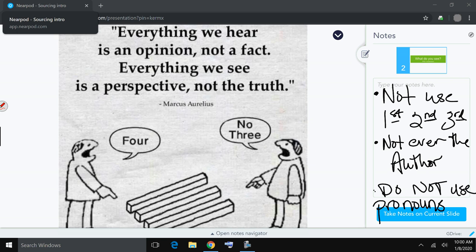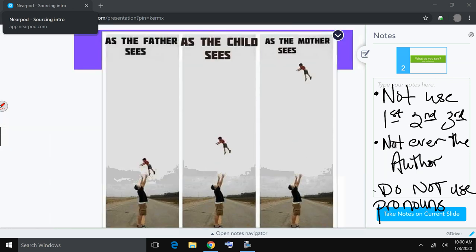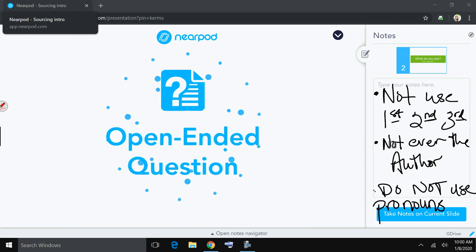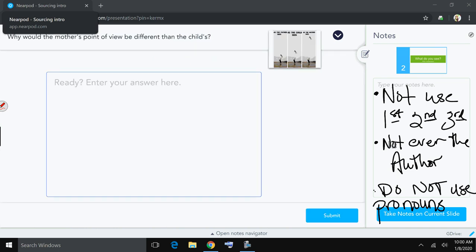Everything we hear is opinion, not a fact. Everything we see is perspective, not the truth. Who said that they don't really get it? Me. Why? Because I'm not a mother. Okay, interesting. I'm a mother. All right, let's talk about that. Right now, you can click on the picture again if you need to see it again.